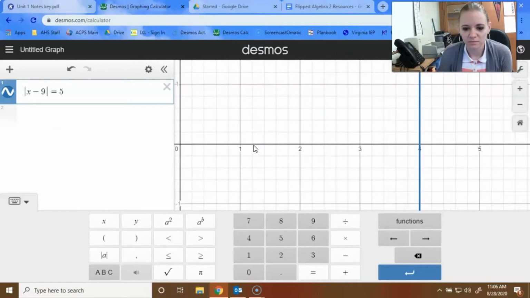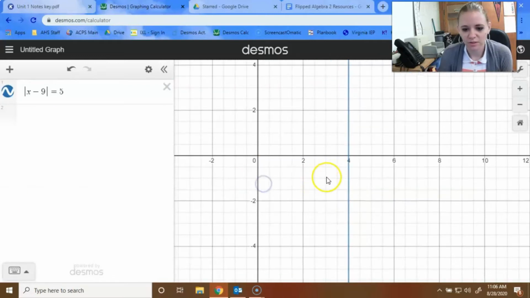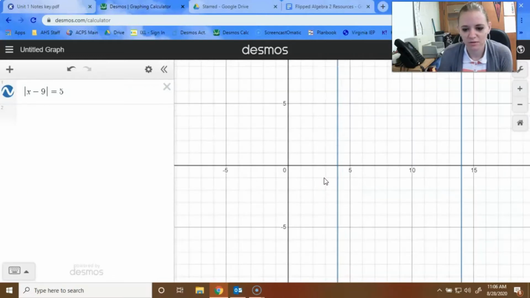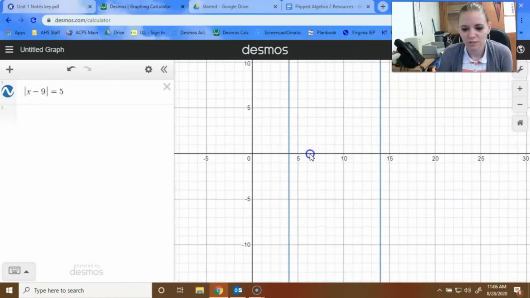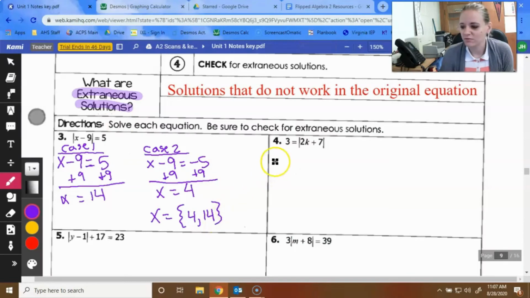So here we go. 4 and, what was the other answer? 14. There we go. So what you will see is, if there are 2 answers, 2 lines going through your 2 answers, 4 and 14. Woohoo! There we go. So there are no extraneous solutions for this one. We don't have to worry about that. Obviously, it's just those 2 answers. So, that's it for that one.